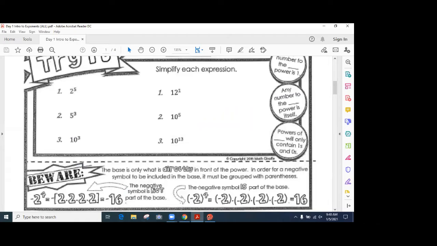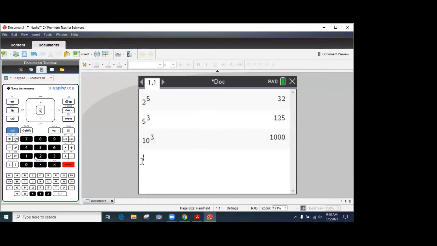Oh, number 12, anything to the first power is just the number itself. Now your calculator will tell you that, so you go 12 to the first power, but just in general, it's good to know anything to the first power is just that number itself. Anytime you have a number, like if I just say 5, even though you don't see it, there's an understood exponent of 1. So it's just the number itself.